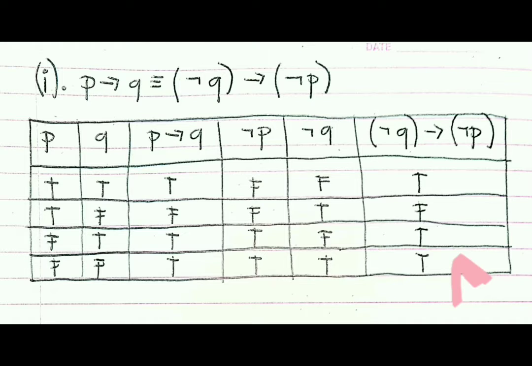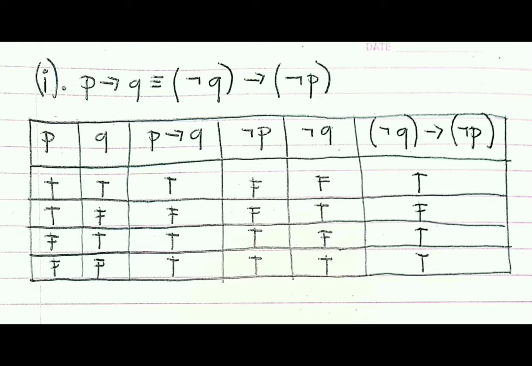In the last column, which is the not Q implies not P, if the value of not Q is false and not P is false, the answer is true. If not Q is true and not P is false, the answer is false. If not Q is false and not P is true, the answer is true. And both not Q and not P are true, so the answer is true. Therefore, P implies Q is equivalent to not Q implies not P.